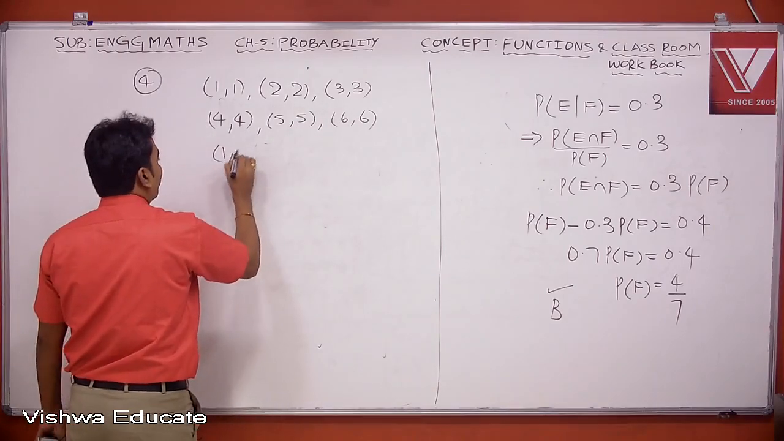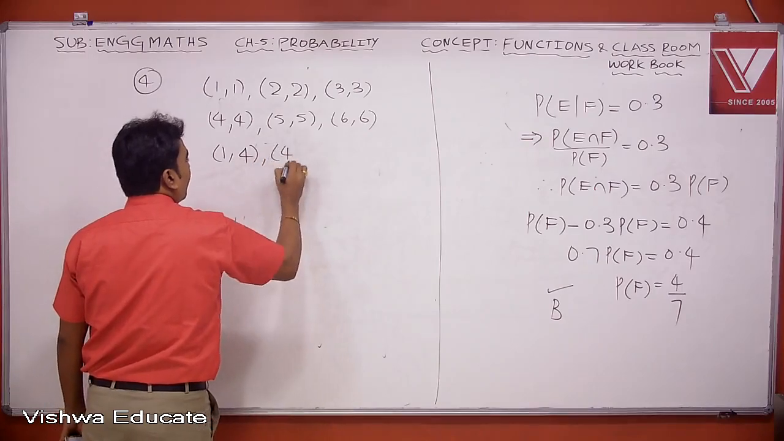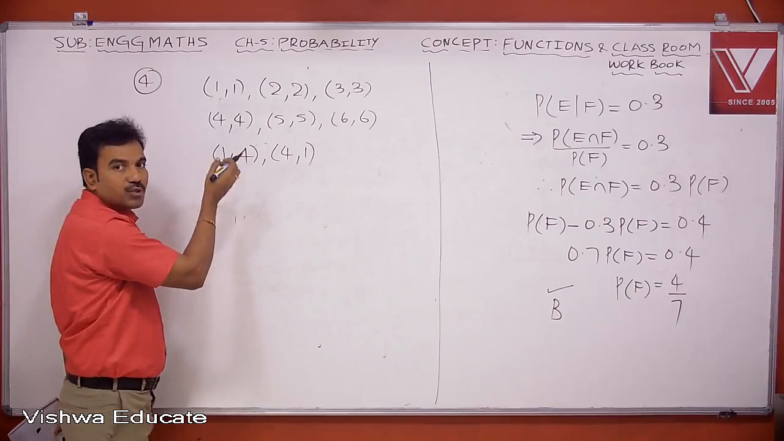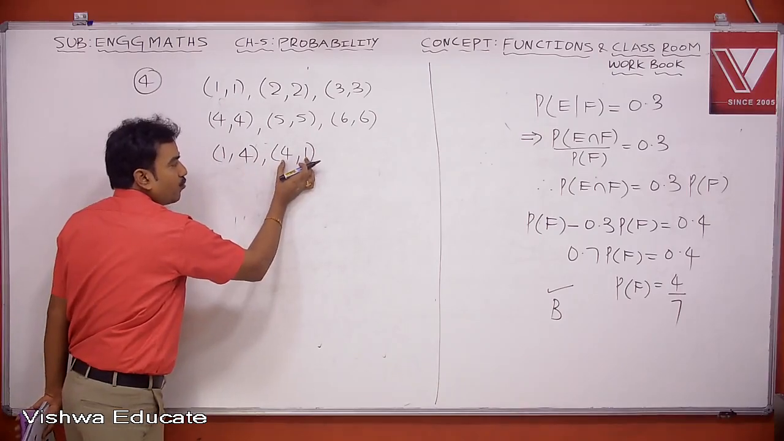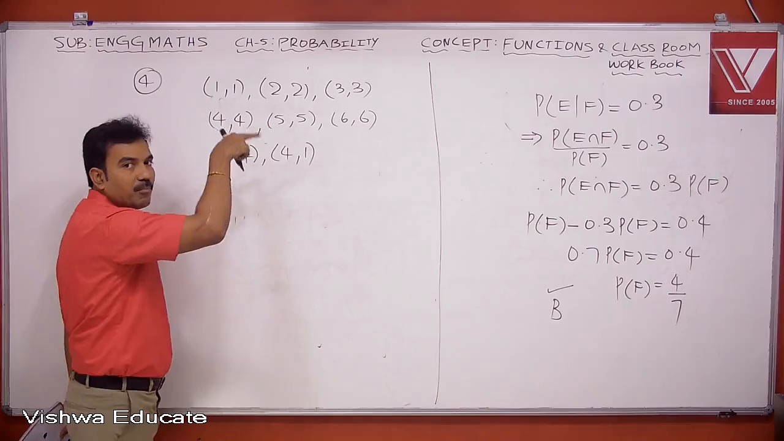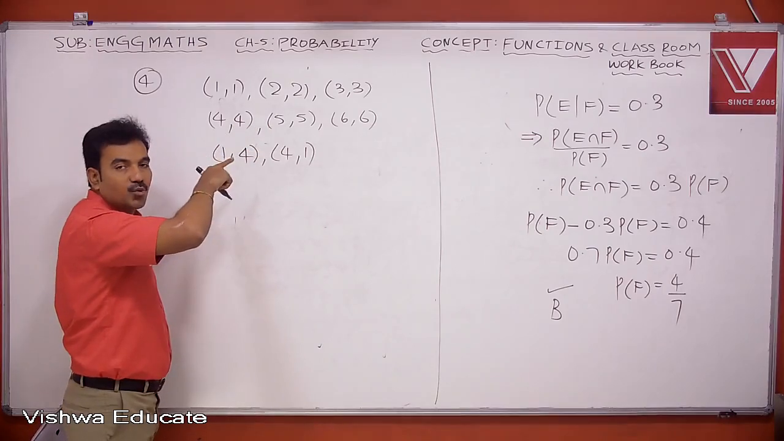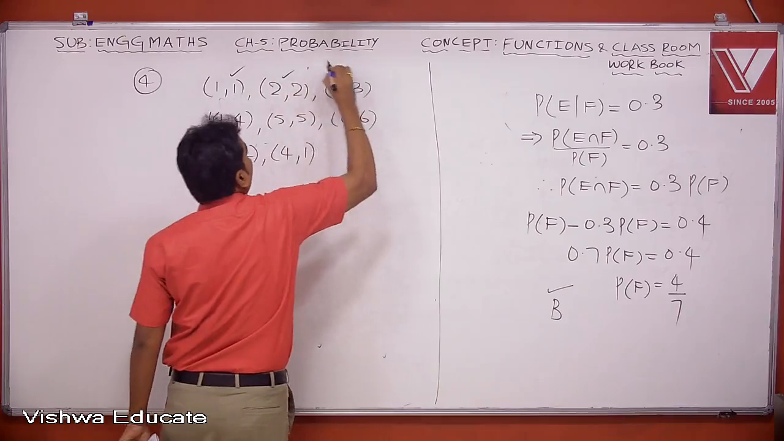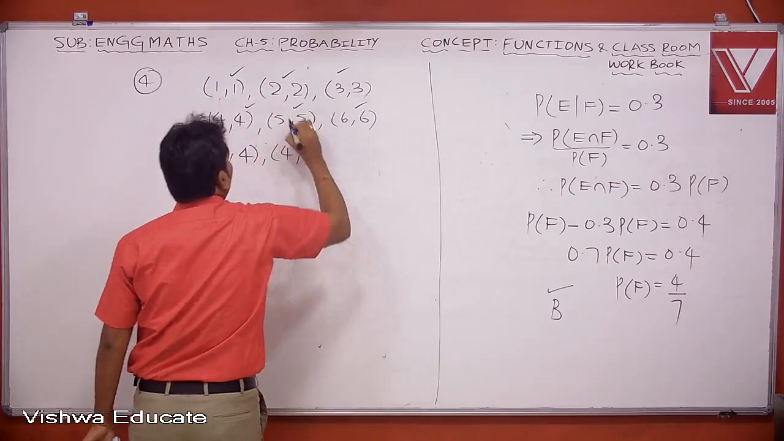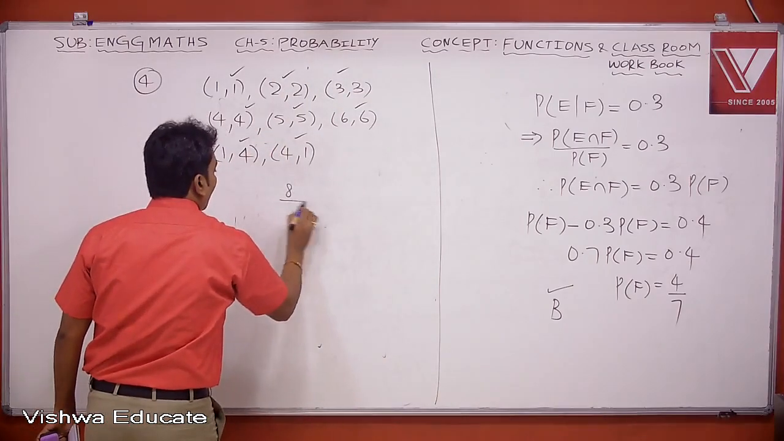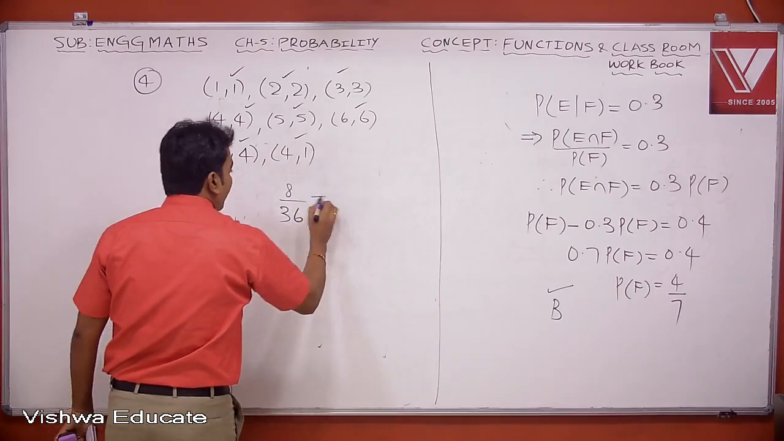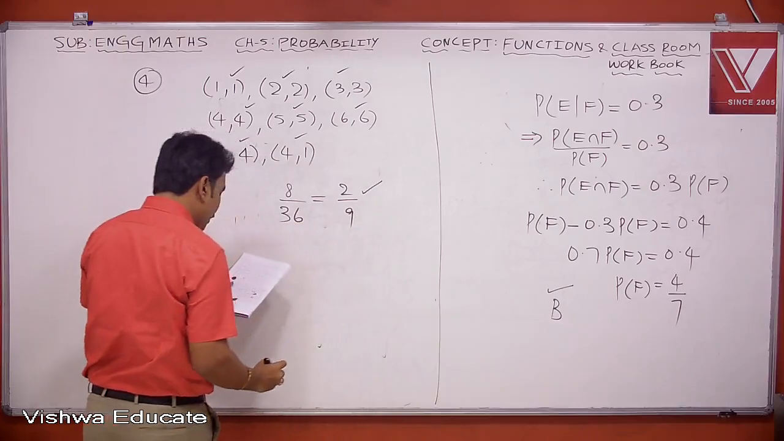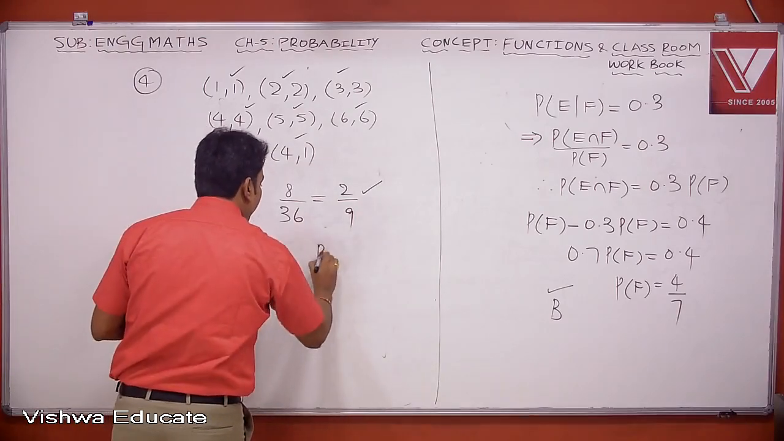And there is another possible case, 1 comma 4, 4 comma 1. So when you multiply these two, you will get 4. 4 is 2 square. Multiply these two, 4. 4 is 2 square. So these are the sample points where when you multiply these two outcomes, the result is a perfect square. So how many sample points? Totally 8. So 8 sample points out of 36. So therefore 4 2s are 8, 4 9s are 36. So the required probability is 2 by 9. So option B is the right answer.